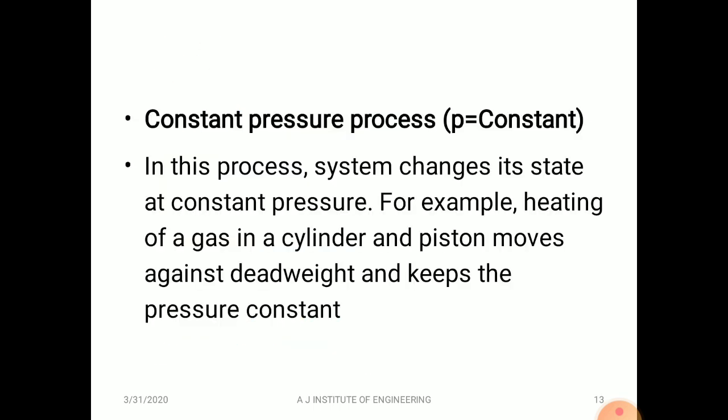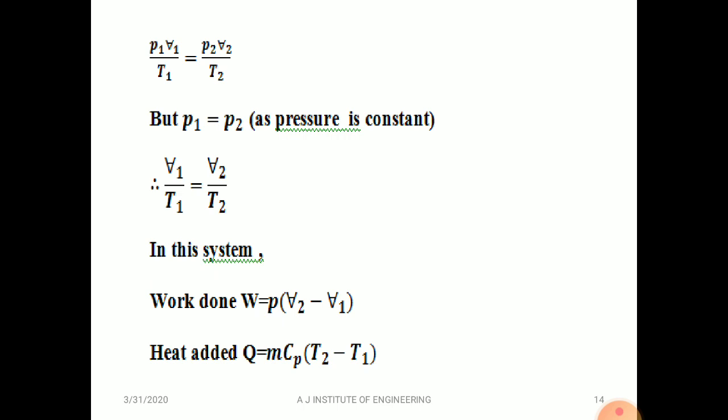Now we have the equation of state as P1 V1 divided by T1 equal to P2 V2 divided by T2. But here P1 equal to P2 because pressure is constant. Upon simplification we get V1 divided by T1 equal to V2 divided by T2. In this system, work done W equal to P into (V2 minus V1), and heat added Q equal to m Cp (T2 minus T1).